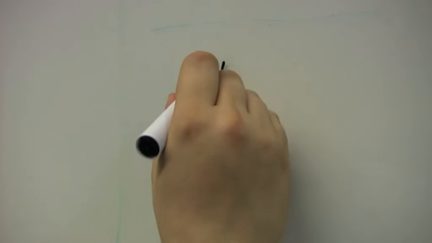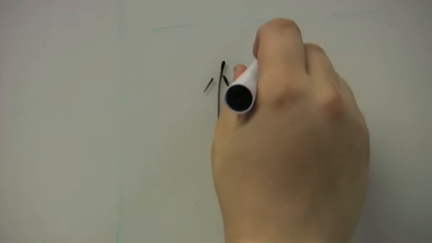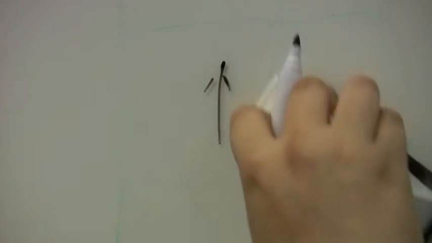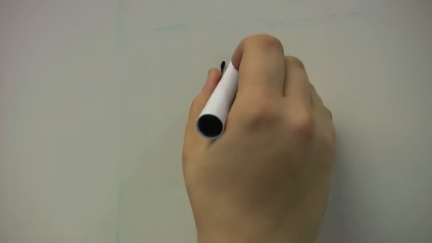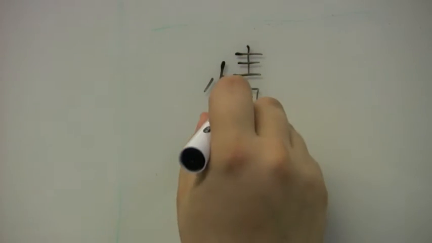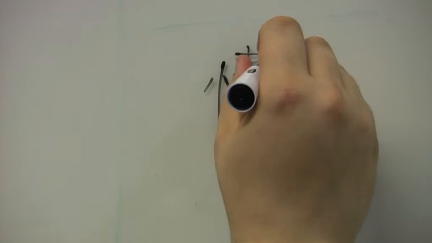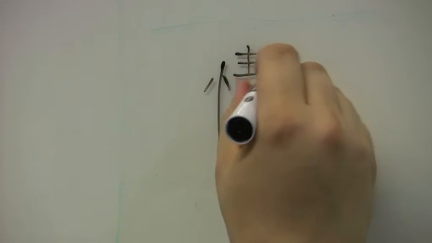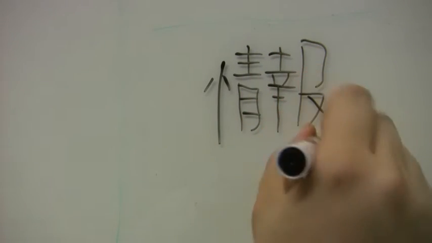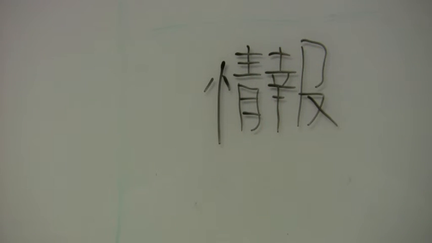Then we have this. This one is a simplification of heart, and it's used in, for instance, Joho means information.